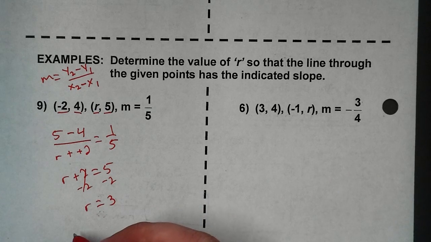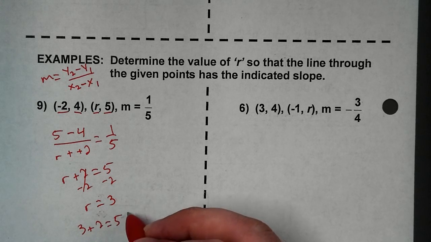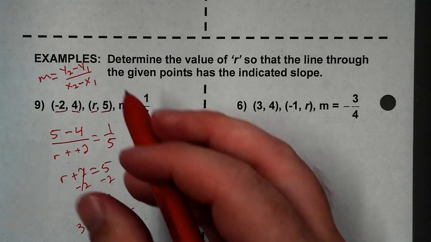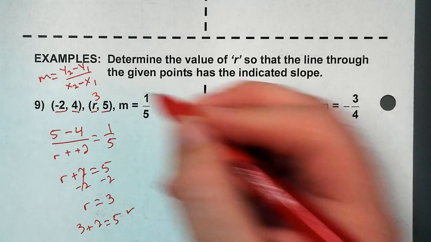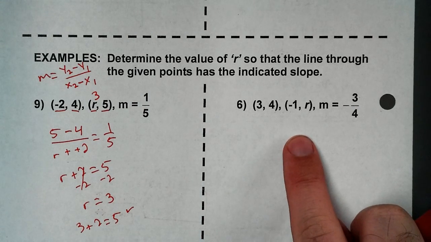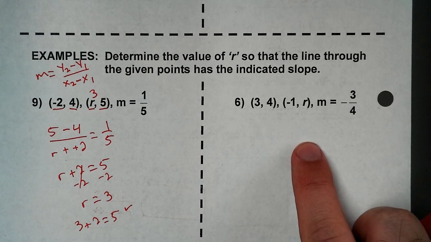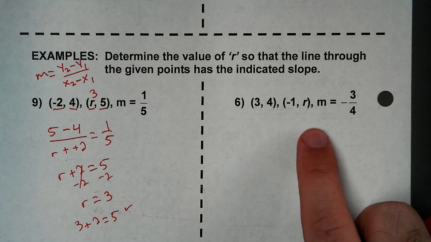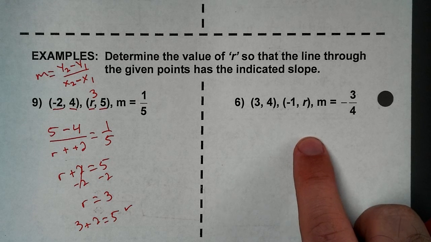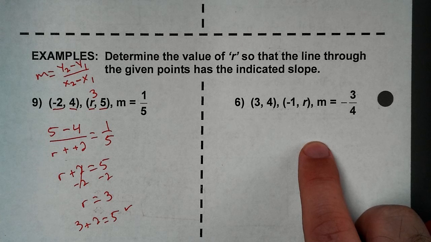Now we can just check it to plug it in. Is 3 plus 2 5? Yes. So r is equal to 3. Now, I want you to try this one over here. So write it down, push pause. After you've had a chance to work it out, then push play and see the answer. So please push pause now.